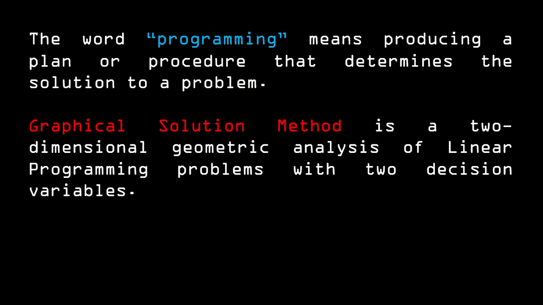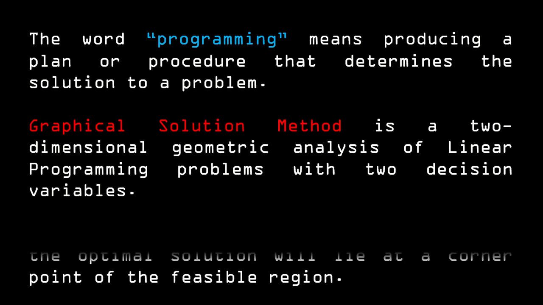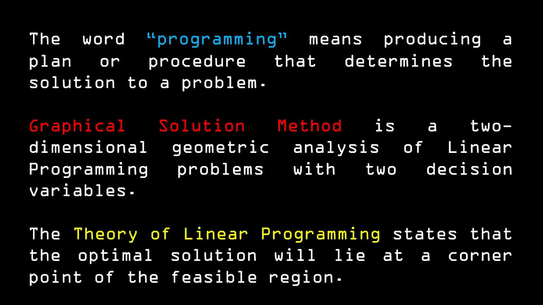Our approach here is the graphical solution method, which is a two-dimensional geometric analysis of linear programming problems with 2 decision variables. Take note that we're going to use the Cartesian plane for us to identify the solution to our problem. The theory of linear programming states that the optimal solution will lie at the corner points of the feasible region. So take note of that.